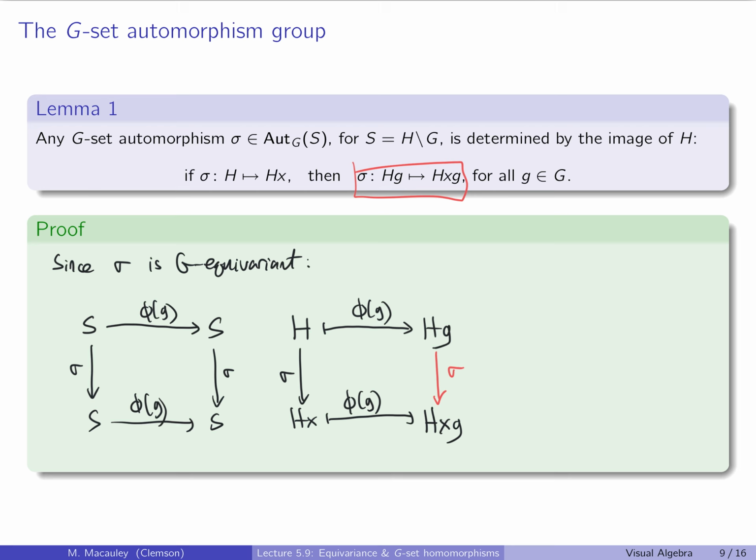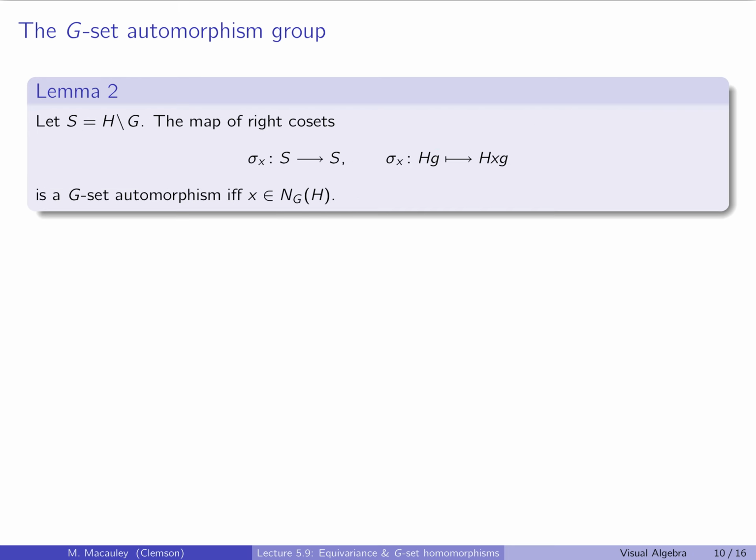Now, I'm not saying that this is going to be a well-defined map for every x, but if this is a G-set automorphism, then it has to send this right coset Hg to Hxg. Okay, now that we know that every G-set automorphism has to be of this form, instead of calling it sigma, we can call it sigma x. And what we claim is that the only such map that is going to work is for x being in the normalizer.